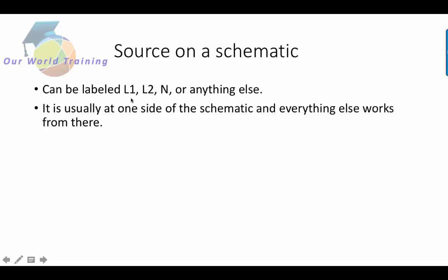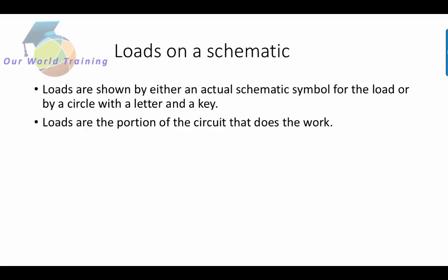Source on a schematic can be labeled L1, L2, N, or anything else. It's usually on one side of the schematic, top or bottom, and everything else works from there. Careful, schematic diagrams can have more than one source. Loads are shown by either an actual schematic symbol for the load or by a circle with a letter and key. Loads are the portion of the circuit that does the work.